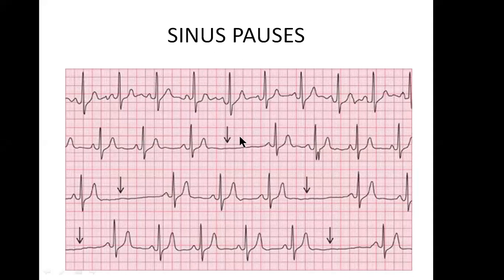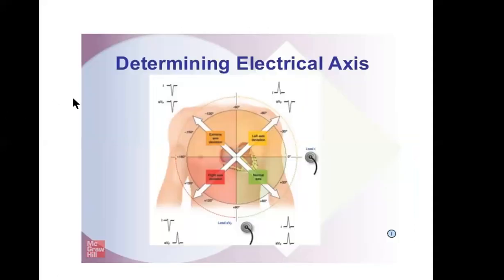This may be because of sick sinus syndrome. Our next point is the axis. Axis is the vector of the heart, the direction in which the current is flowing. Usually, the current flows from the right side towards the left side, and this is the normal axis. Normal axis lies between minus 30 to plus 90 degrees, like this.